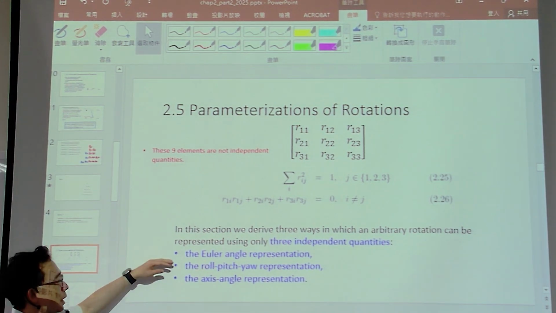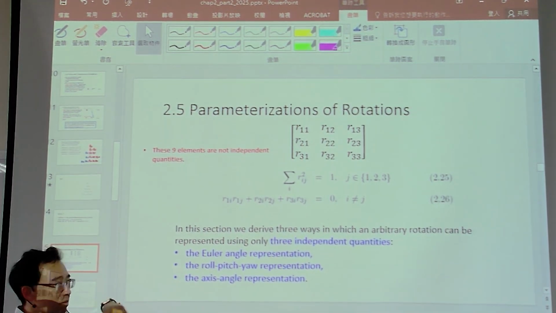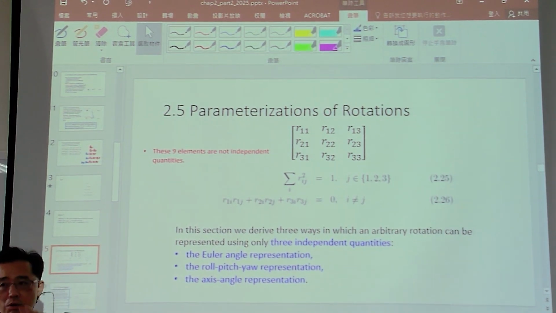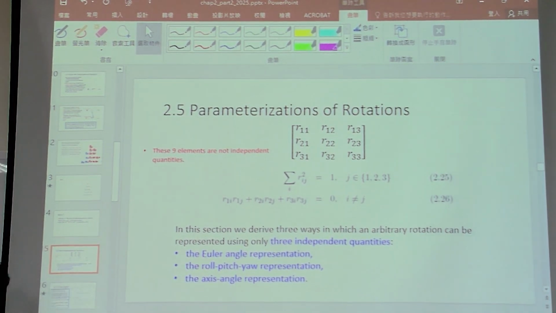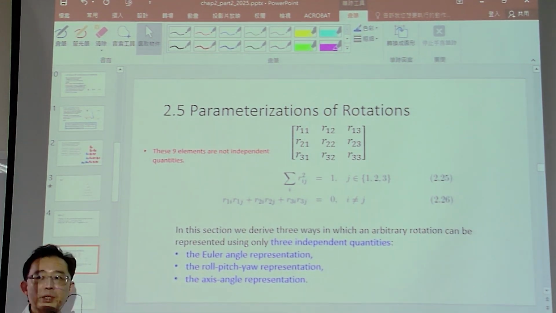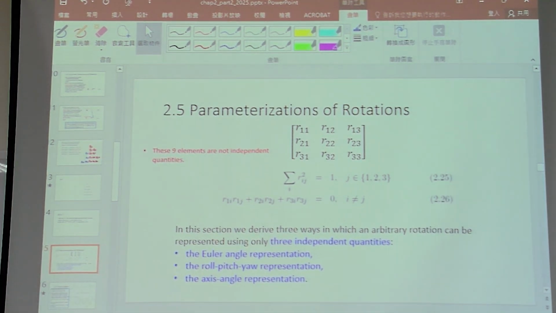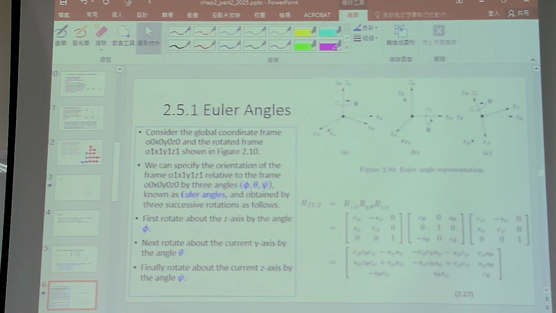The very important section we will introduce is the 3 independent quantities. The first one will be Euler. So if your robot is driven by the Euler system, let us know, or you cannot deliver to the customer. We need to know. Or the Roll-Pitch representation, or the axis-angle representation. I would say that Euler and Roll-Pitch are the very fundamental ones you should mention. Okay, you should understand.